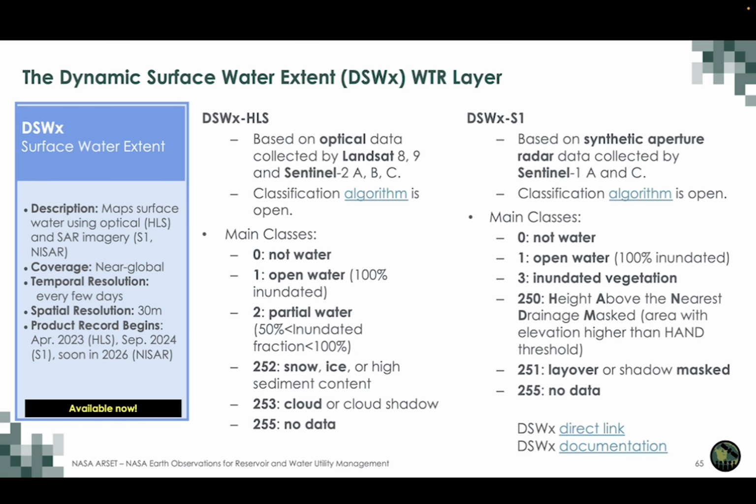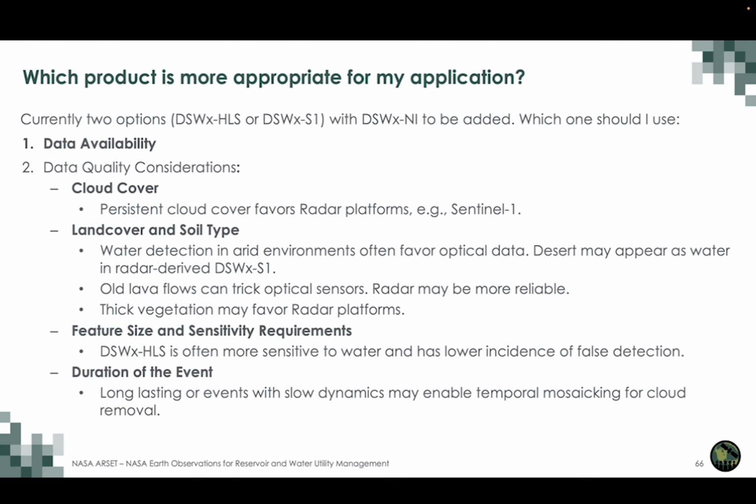The Sentinel-1 product also includes terrain masks, which is Class 250 for high elevations and Class 251 for radar shadows in steep valleys. Knowing these values helps you accurately filter data for precise reservoir modeling. With both optical HLS and radar Sentinel-1 products available, how do you choose the right one for your watershed? Well, it comes down to a few key data quality considerations.